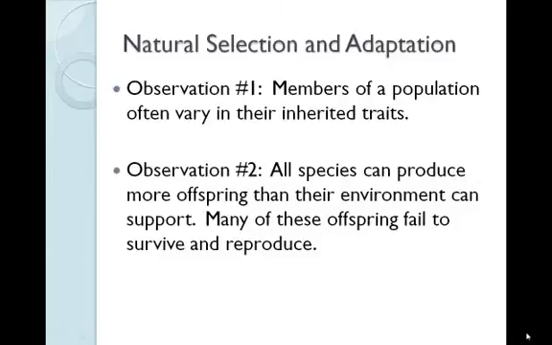Darwin's theory of natural selection and adaptation is based on two observations. The first observation was that members of any population of an organism will vary in their inherited traits. The second observation was that all species can produce more offspring than the environment can support, and many of these offspring fail to survive and reproduce.